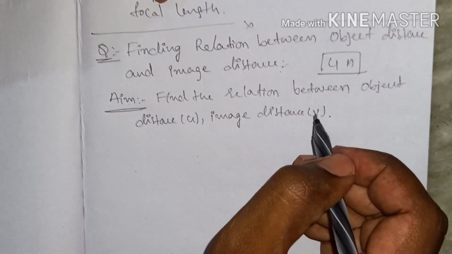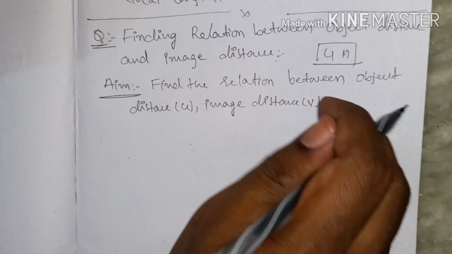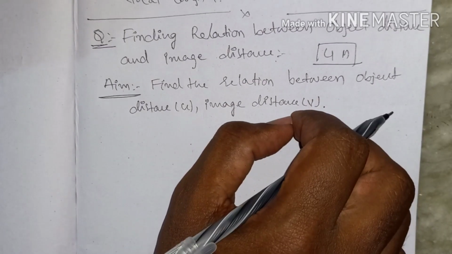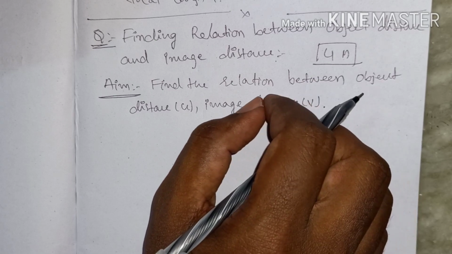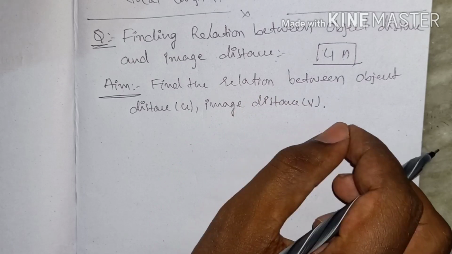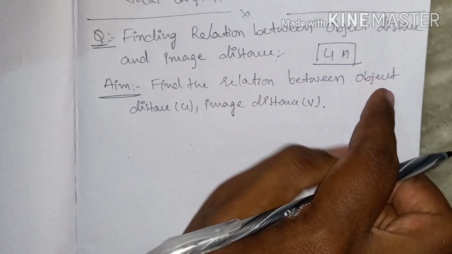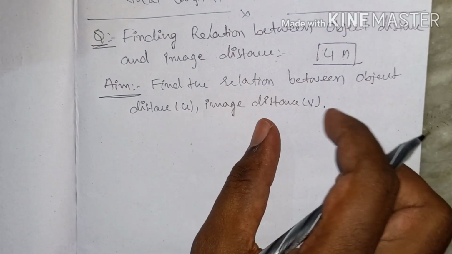There is a relation, and there is a big question and a 4-mark question. Many times they may ask, like, write an activity about different properties of the image while adjusting the object from the mirror. Here I am indicating object distance by u and image distance by v.